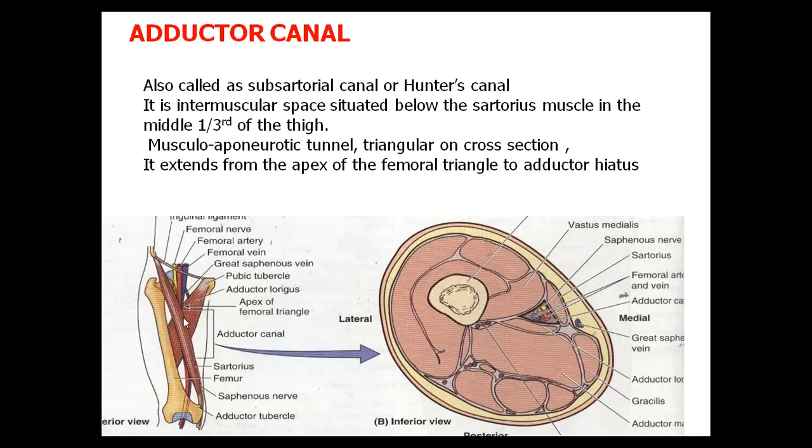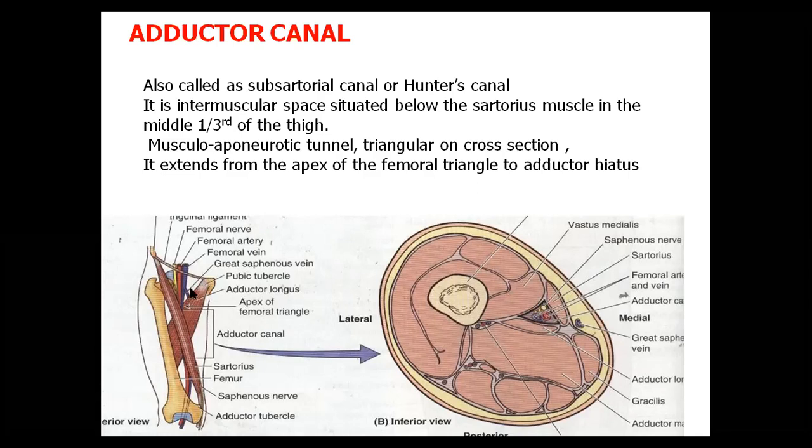So where is the apex of the femoral triangle? It is the meeting point of sartorius and adductor longus. The meeting point of sartorius and adductor longus is the apex. You have taken this cross section exactly at the apex. That means if you lift sartorius, retract it, move it away, or cut it, just below sartorius you will see these vessels.